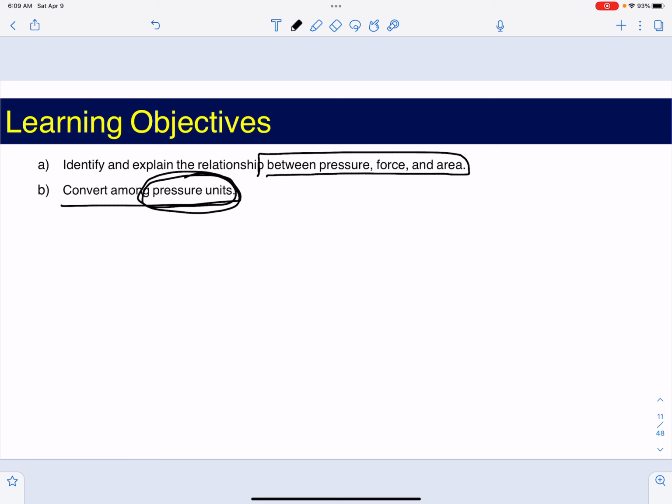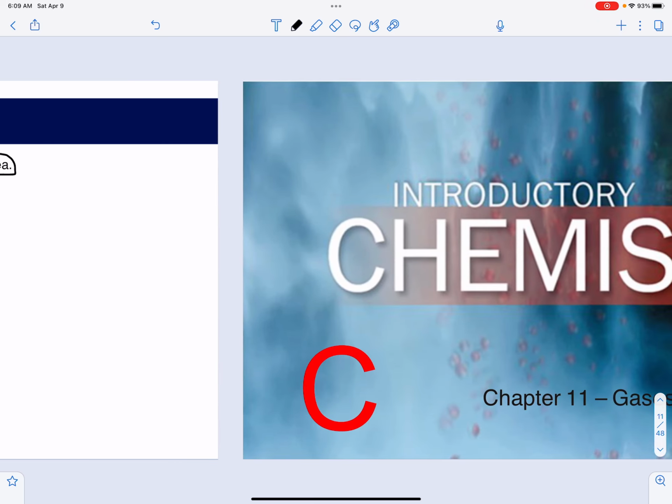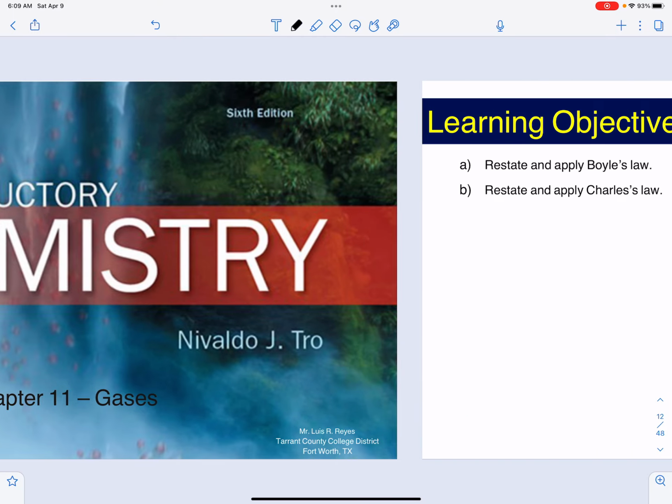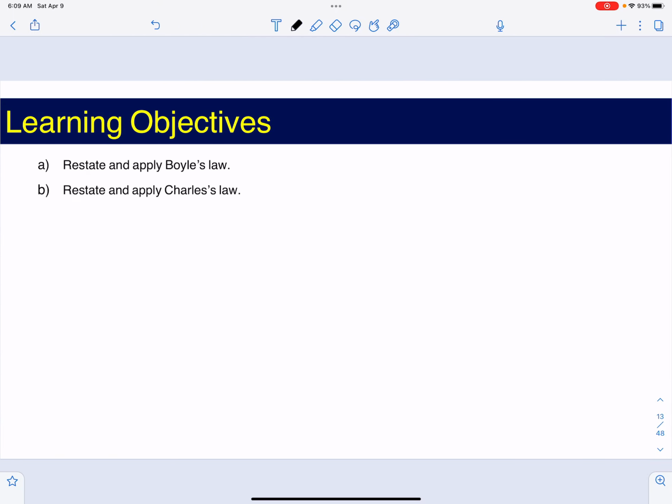And once you do that, we will meet again to talk some more about gases, and we will be talking about some of the laws. We will begin with Boyle's law and Charles' law.